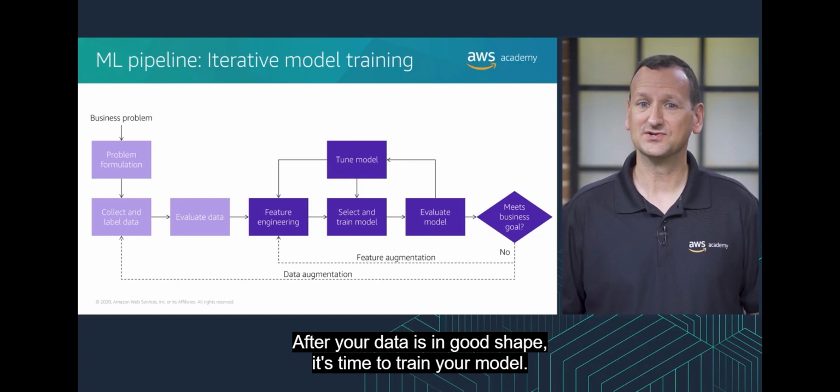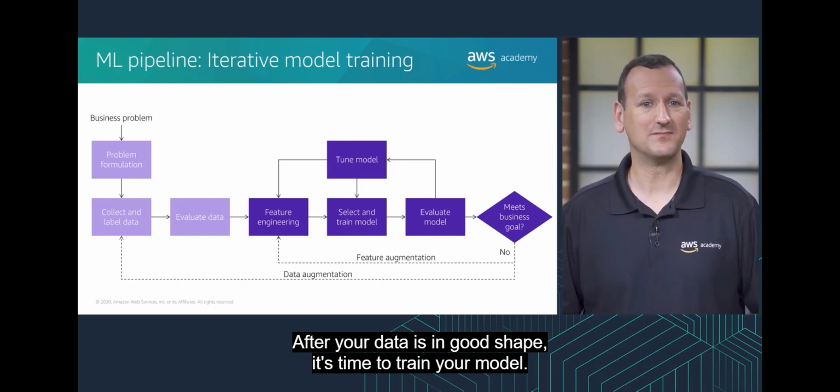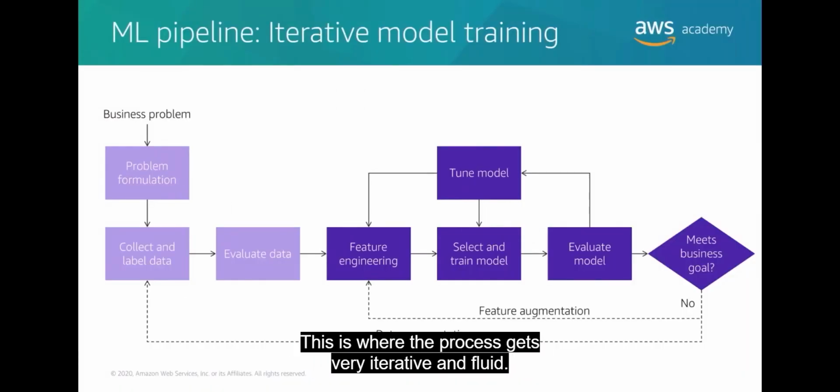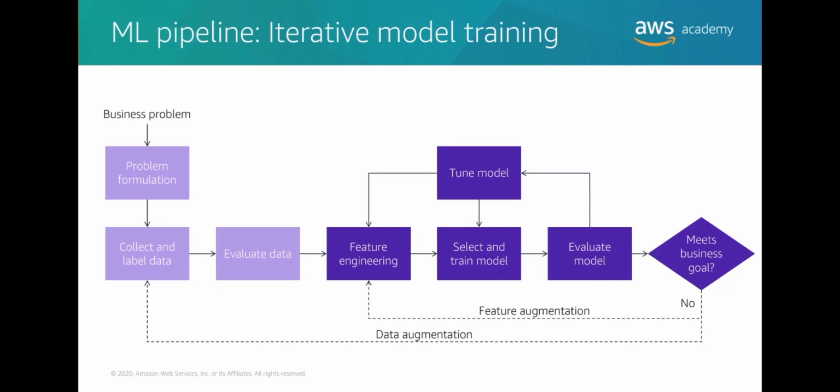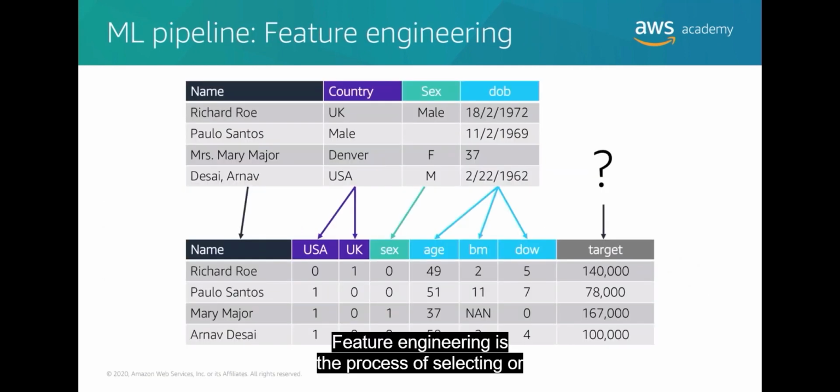After your data is in good shape, it's time to train your model. This is where the process gets very iterative and fluid. You'll likely go through many multiple passes of feature engineering, training, evaluating, and tuning before you find a model that meets your business goals. Feature engineering is the process of selecting or creating the features your model will be trained with. Features are the columns of data you have in your data set.